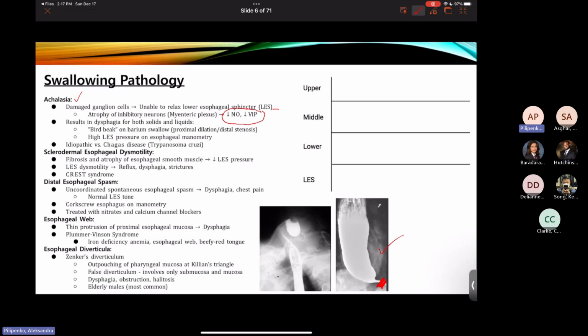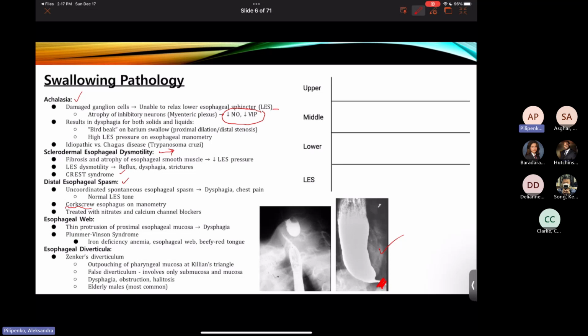Scleroderma, remember we talked yesterday about the skin pathology that involves the CREST syndrome, right? So this is one of the symptoms. You will see scleroderma esophageal dysmotility, basically because we have a lot of collagen deposited in the esophagus. Okay, distal, pretty self-explanatory, right? This is the buzzword for the distal esophageal spasm: corkscrew appearance.